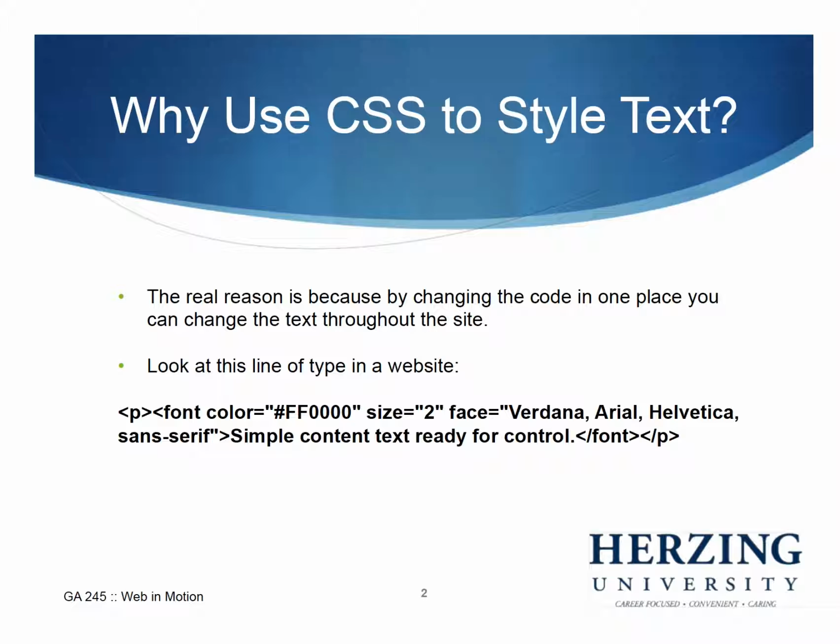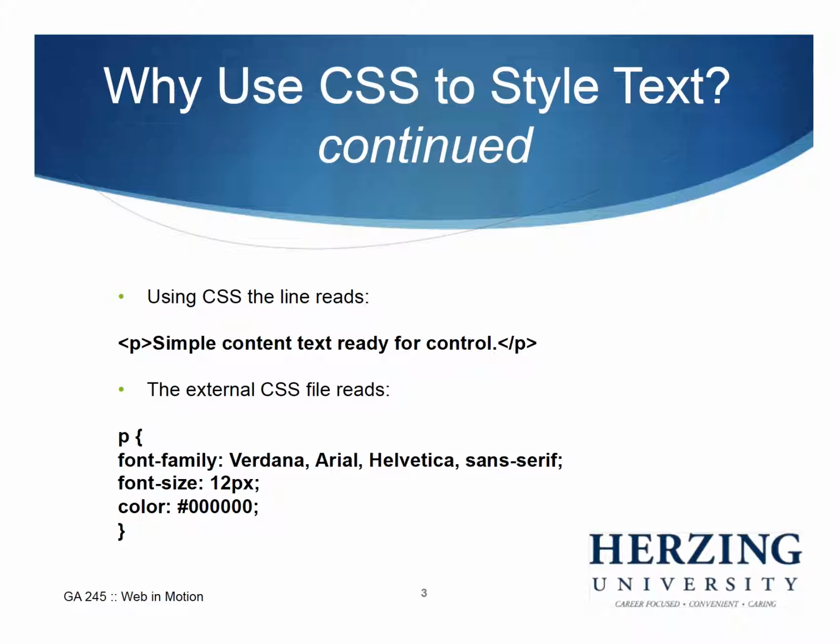Take a look at this line of type in a website. This uses HTML, and it would have to be put in every single time you do a paragraph. Using CSS, the line just reads, simple context, ready for control. So let's take a look at the external CSS file, and we can see that we have defined the p tag, and it simply tells us that the font family is Verdana, font size is 12, and the color is black. Isn't that so much easier?